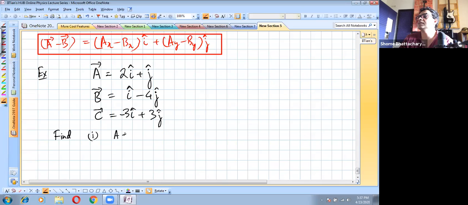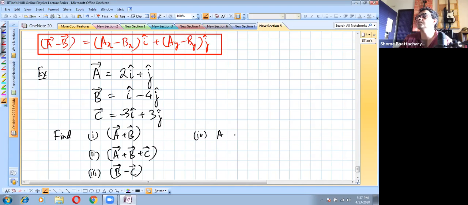Find the vector a plus b, then the vector a plus b plus c, then the vector b minus c, let's say. And as a mixed type of problem, let's also do the operation of a plus b minus c. Let's do this. Give all answers in component form or in i cap j cap notation.